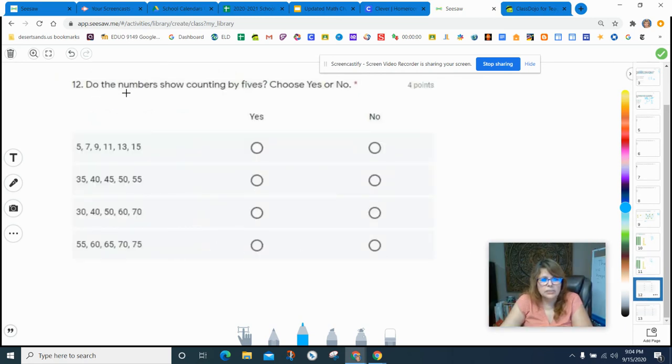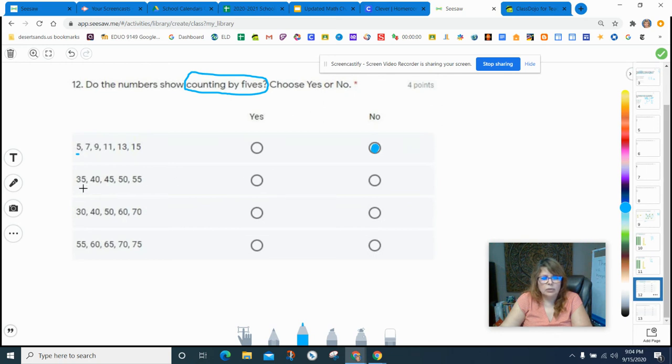Now, the question says, do the numbers show counting by fives? I have to have an answer for each row. You have to say yes or no. I have to have one, or else your test is not going to go through. So I go, okay, we're counting by five, so I'm going to have to count by five. I go to my first number and I say 5, 6, 7. Oh, that's only 2. So I already know it's wrong because I need counting by fives. So I don't need to continue. I just say, no, that's not counting by fives.